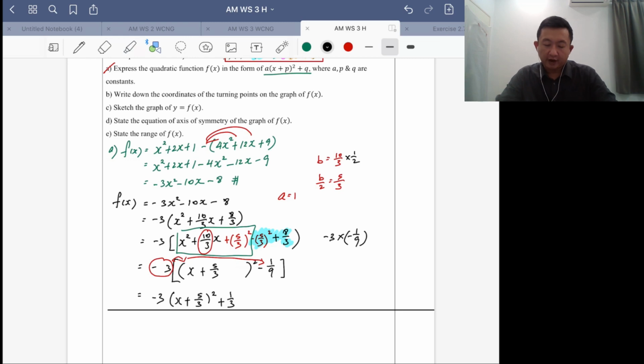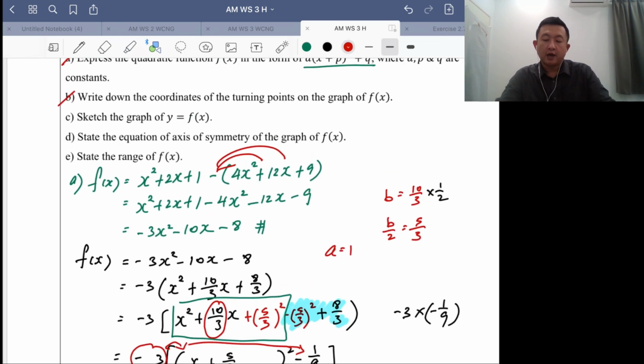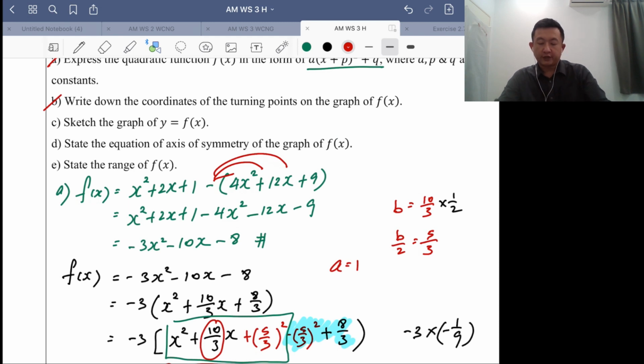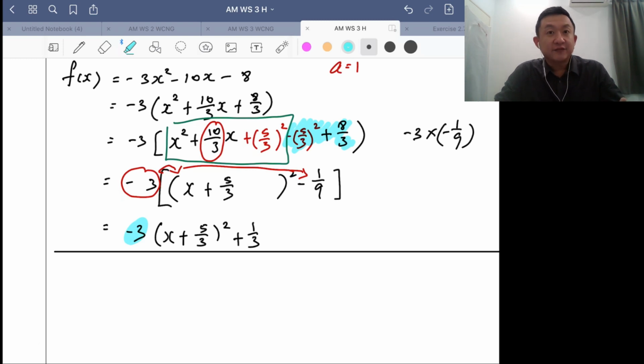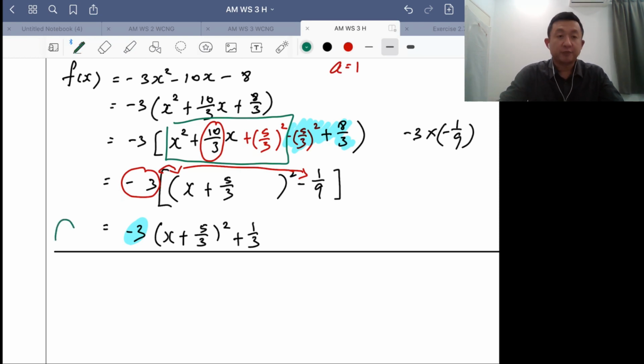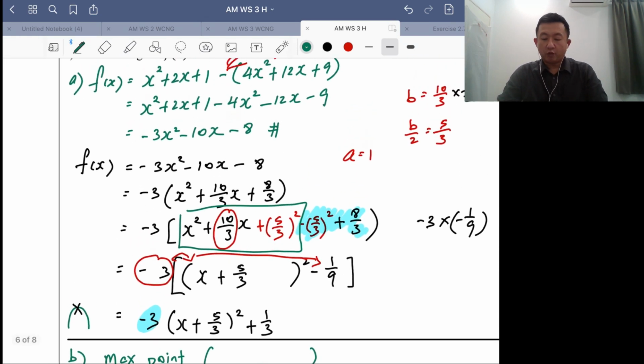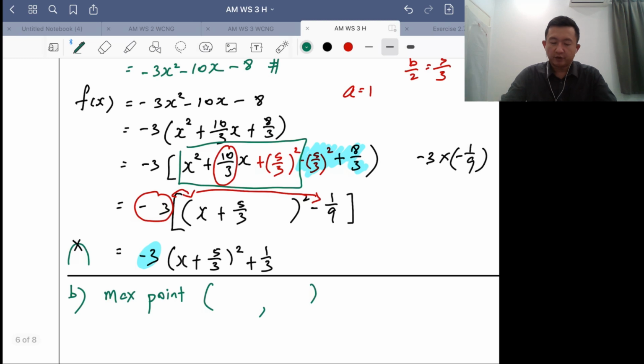Okay. Now that we have completing the square, we look at the second question. Write down the coordinate of the turning point. Okay. Look at the value of A. This is the value of A, right? Value of A is -3. Is it a U-shaped or N-shaped graph? When your A is negative, it's an N-shaped graph. Maximum or minimum point? Maximum point. Okay, so what you need to do is, for B, you need to state your maximum point, the coordinates. So your X and your Y. How do we read the coordinates? Very simple, right? I ask you all to refer to this.